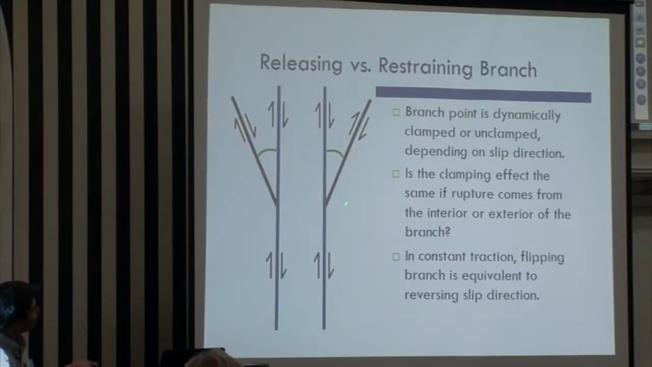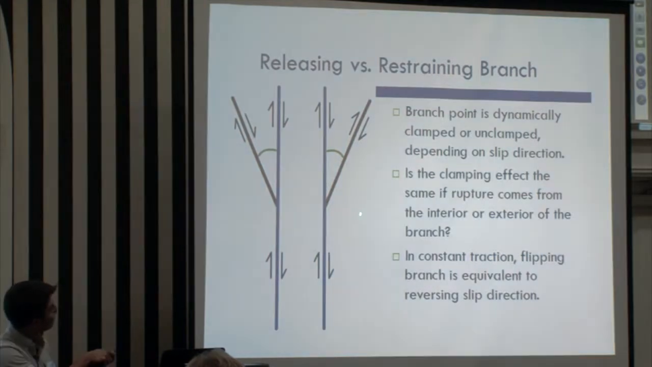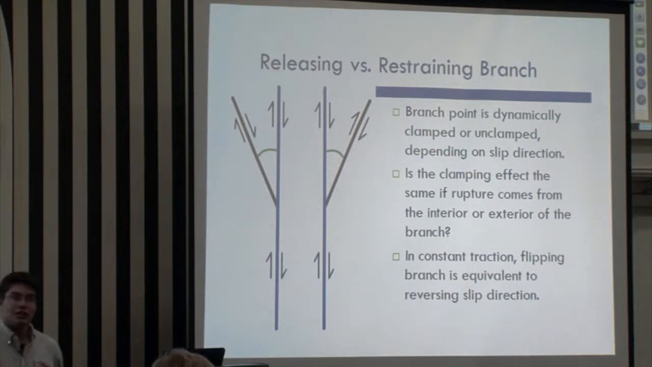So in this case, we have a releasing branch. And so basically, as rupture approaches this point, if everything is sliding right laterally, this chunk is pulling away from here. And so this is dynamically unclamped. You're relieving some normal stress. It should be, in theory, easier for rupture in a purely dynamic sense to take off in there because you're relieving some normal stress.